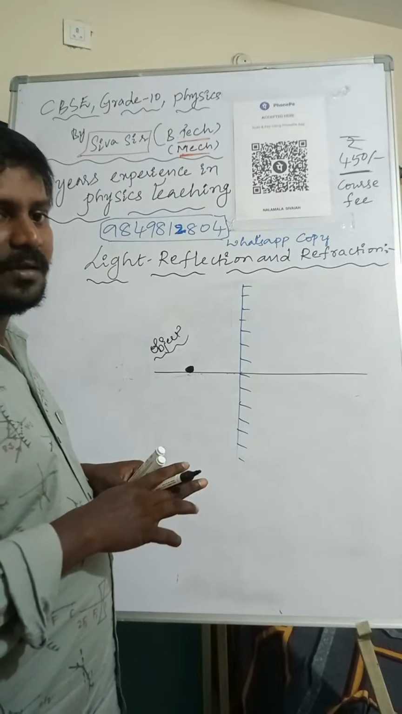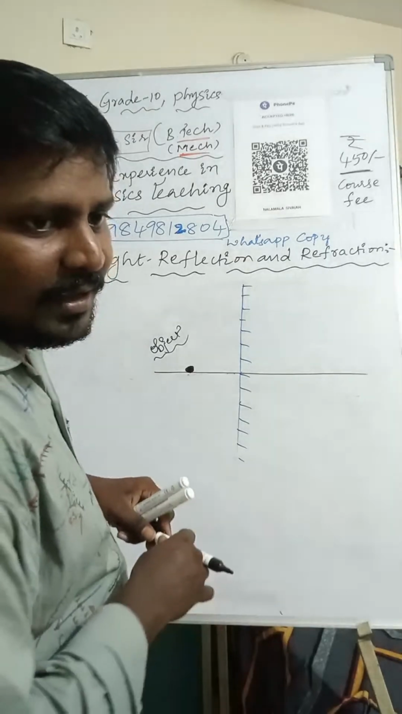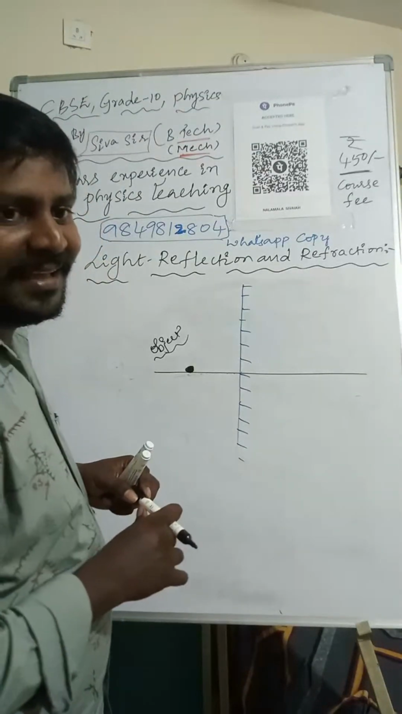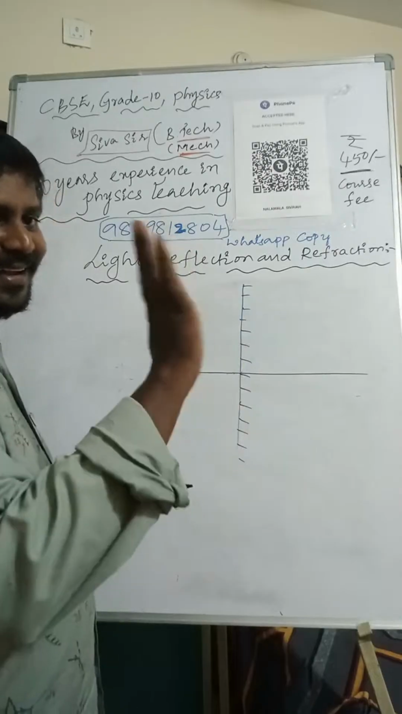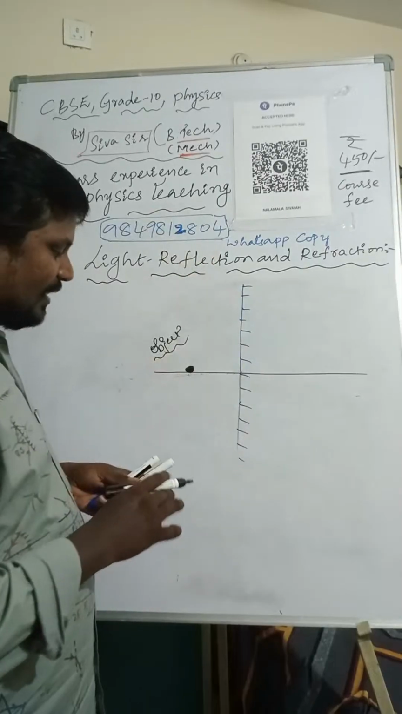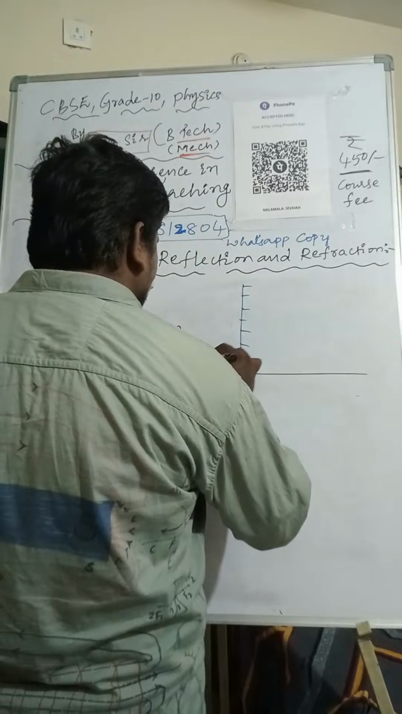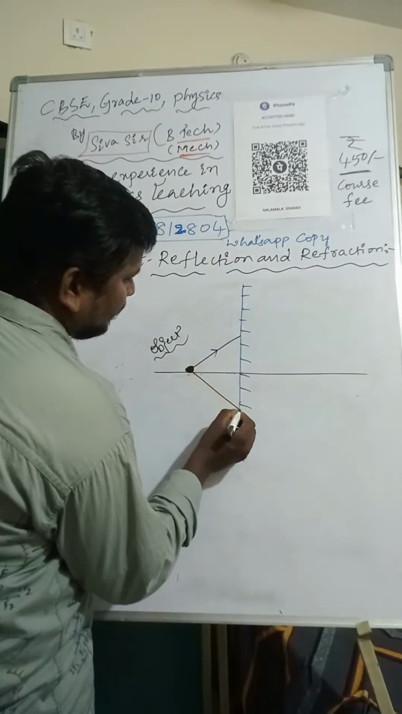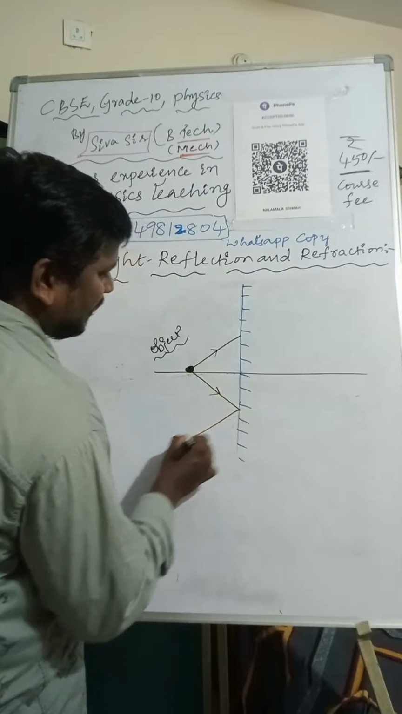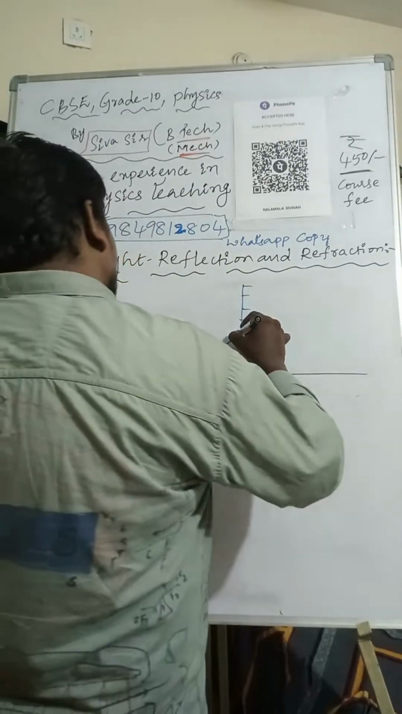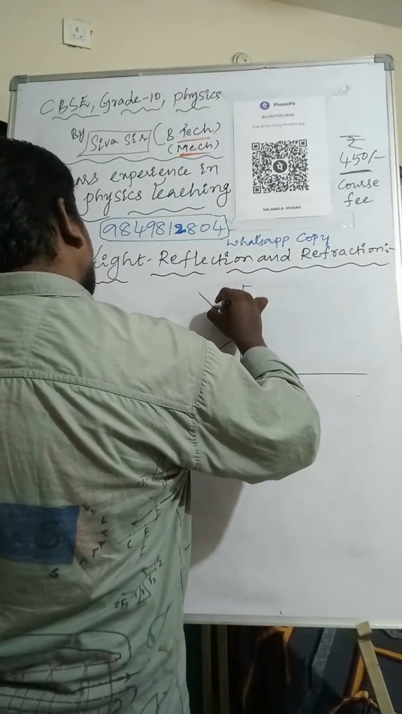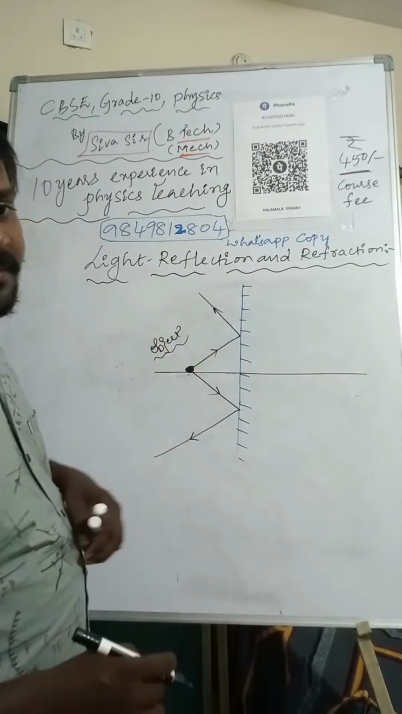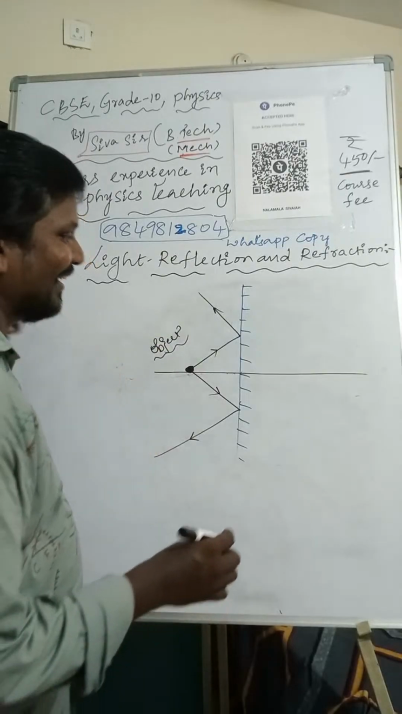Clear? So I'm taking here one light ray. I'm considering it like this. Here also I'm considering one light ray. It will be reflected back, and this also is reflected back. This is the incident ray, and these are the reflected rays.